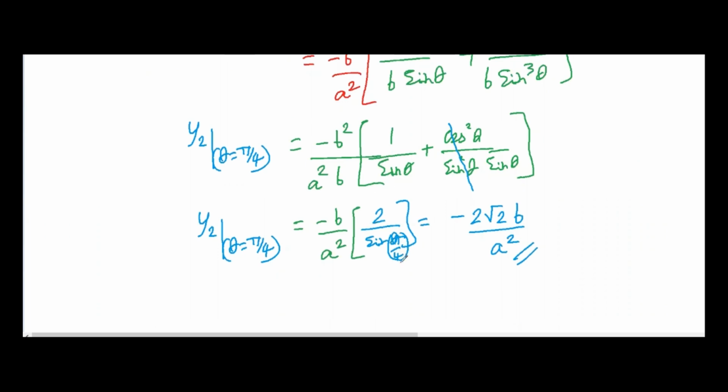Theta I am substituting by pi by 4. Sin pi by 4 is 1 by root 2. That root 2 will come in the numerator. So I will get the answer as minus 2 root 2 b upon a square. Clear?